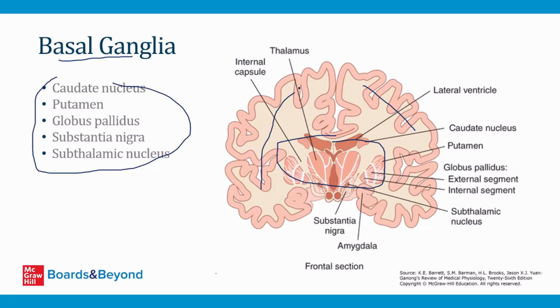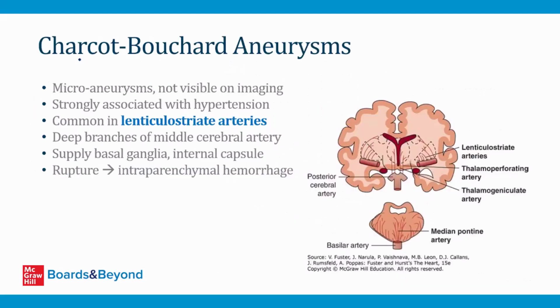Also notice that the internal capsule, which is right here, runs right through the basal ganglia on both sides. And so that's why when you get strokes that damage the basal ganglia, often the internal capsule is damaged. And that's important clinically because that's going to lead to hemiparesis and hemisensory loss, which is one of the major features you can detect on physical exam. The underlying cause of most hypertensive hemorrhagic strokes is so-called Charcot-Bouchard aneurysms, which I talk about in more detail in the video on intracranial aneurysms.